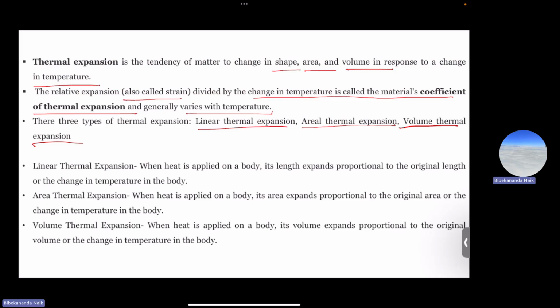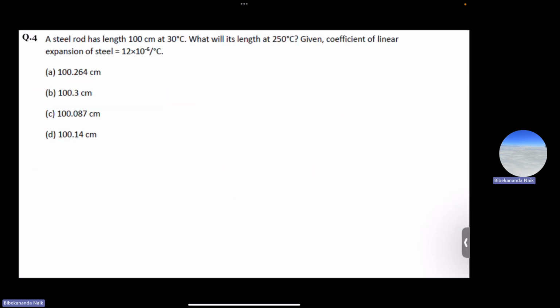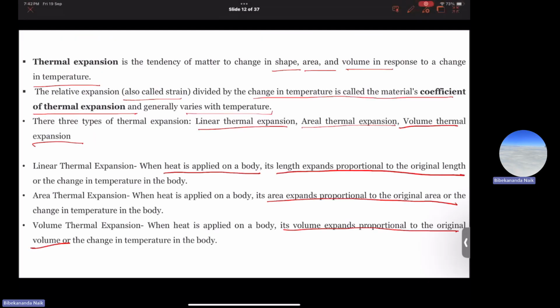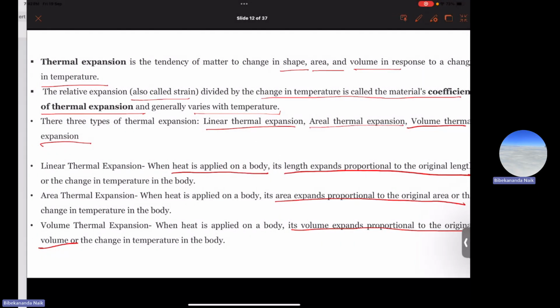So what is linear thermal expansion? When heat is applied on a body, its length expands proportional to the original length and the change in temperature. What is aerial thermal expansion? Its area expands proportional to the original area, and its volume expands proportional to the original volume. So corresponding to these three types of expansion, we have three different types of coefficient of thermal expansion. If we discuss more details, let me add a new slide.